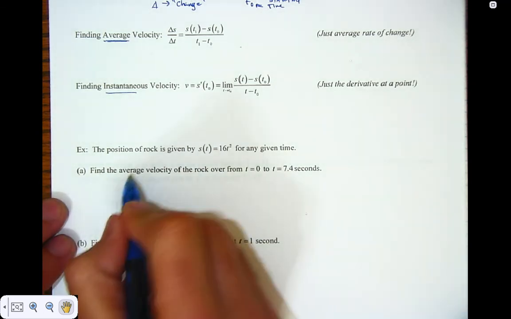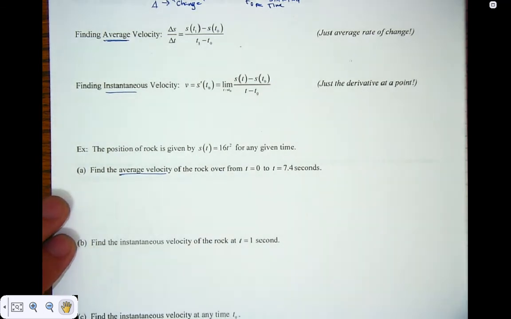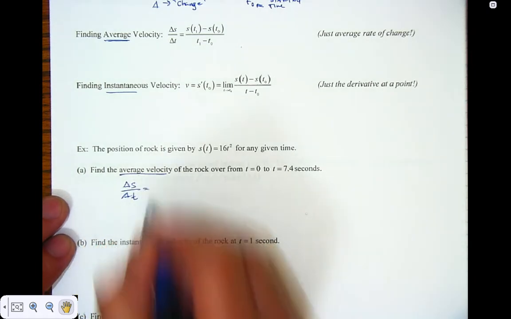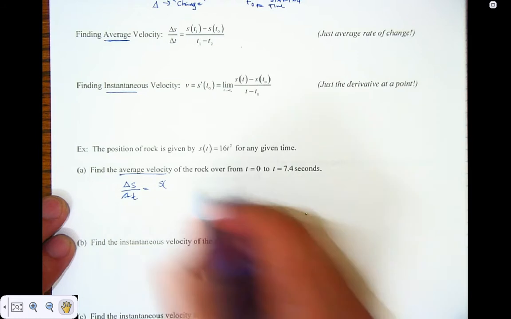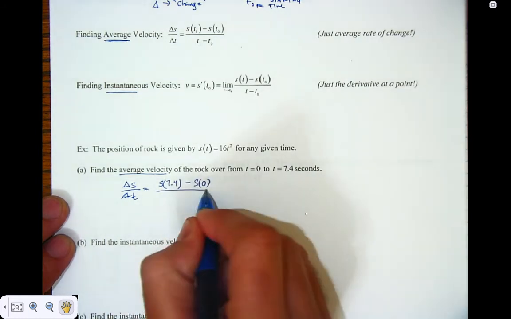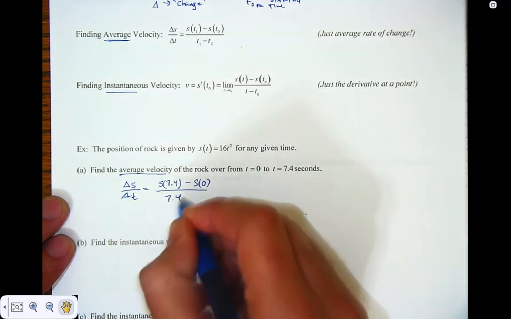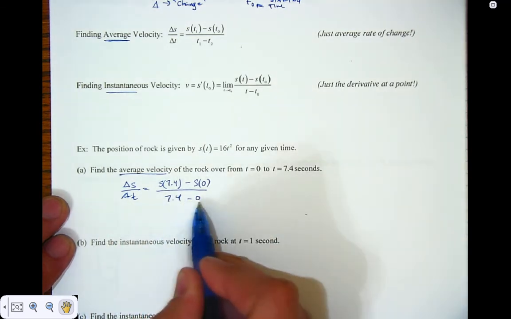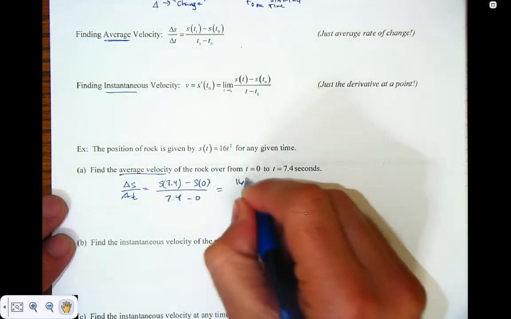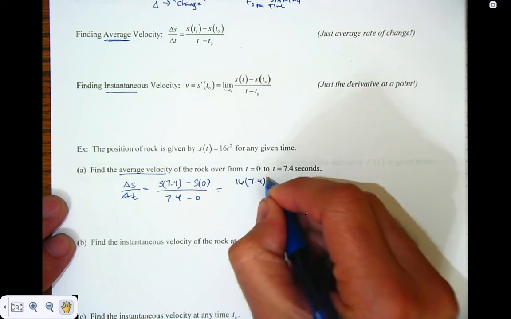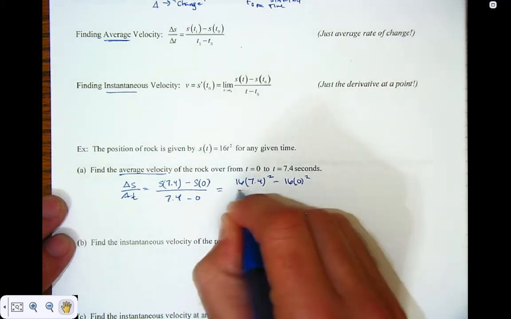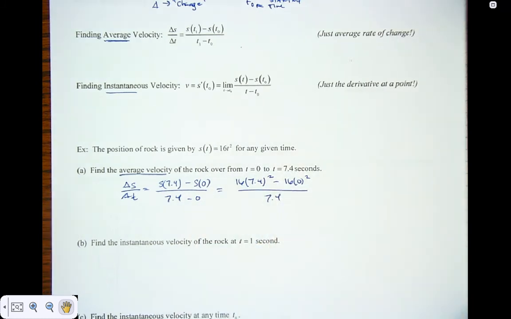So let's find the average velocity. This is Algebra 1. The average velocity is your change in position over your change in time. That's the position at time 7.4 minus your starting position at time 0, divided by the change in time. How long did you go for? Well, 7.4 minus 0 tells us that. So we plug in 7.4 and you get 16 times 7.4 quantity squared, minus plugging in 0, we have 16 times 0 squared, over 7.4.